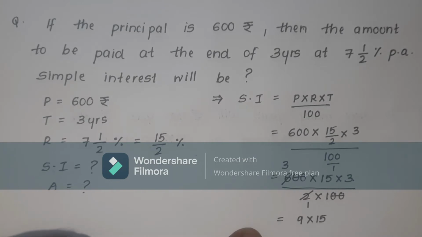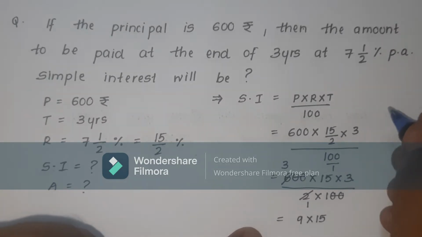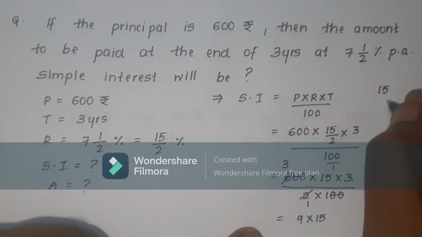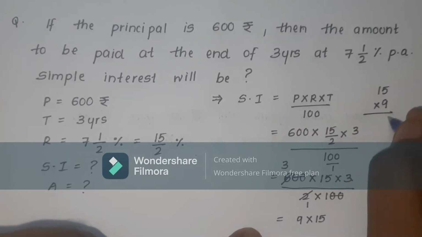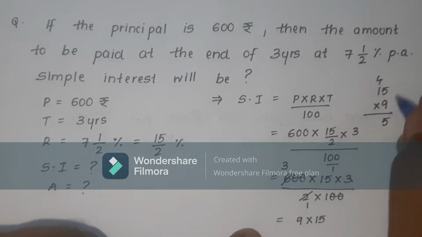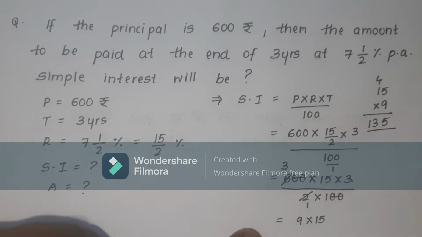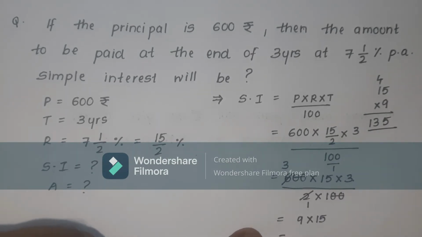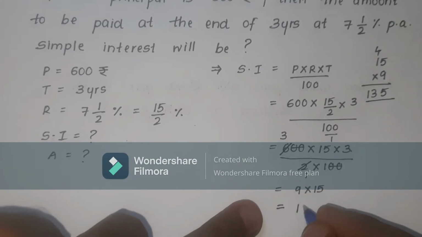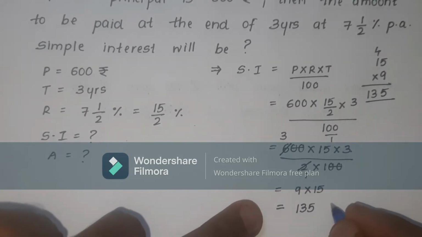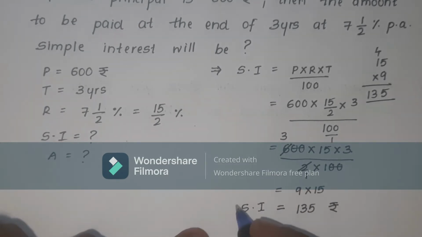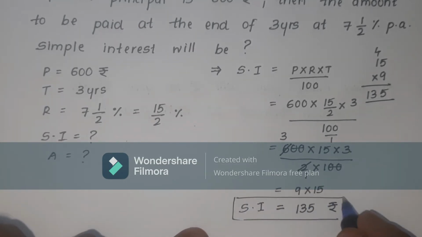So what is my final answer? What is 15 into 9? It's 135. Let us cross check. 9 fives are 45, 5 and 4 carry, 9 ones are 9, plus 4 is 13. So it's 135. So we are going to say, student, 135 rupees is my simple interest. So I found out my simple interest, that is 135.